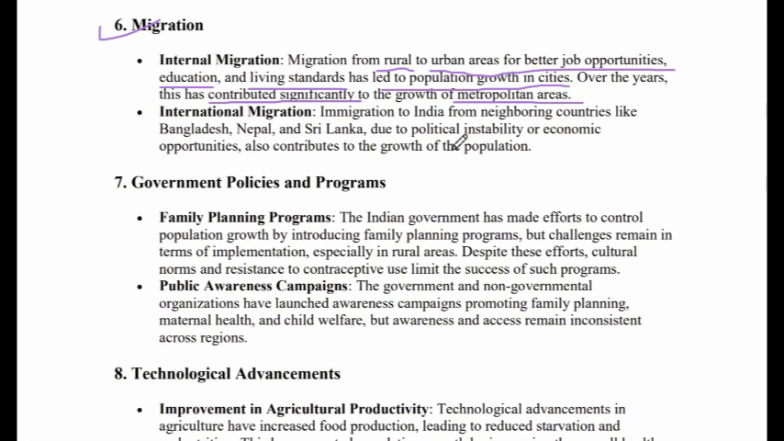International migration. Here, what is happening is people are migrating to India from countries like Bangladesh, Nepal, and Sri Lanka, and a lot of people from India are also migrating to countries like the US, UK, and Europe. There the population is increasing, and here people are coming from Bangladesh, Nepal, and Sri Lanka into India due to political instability in those places or better economic opportunities in India. So people are immigrating to India. This also contributes to the growth of the population.